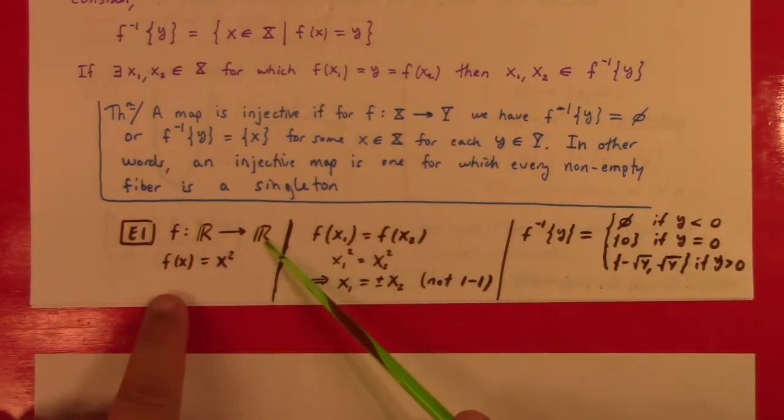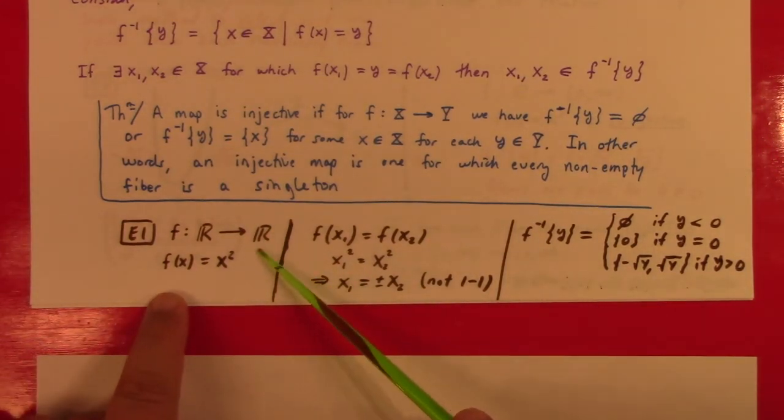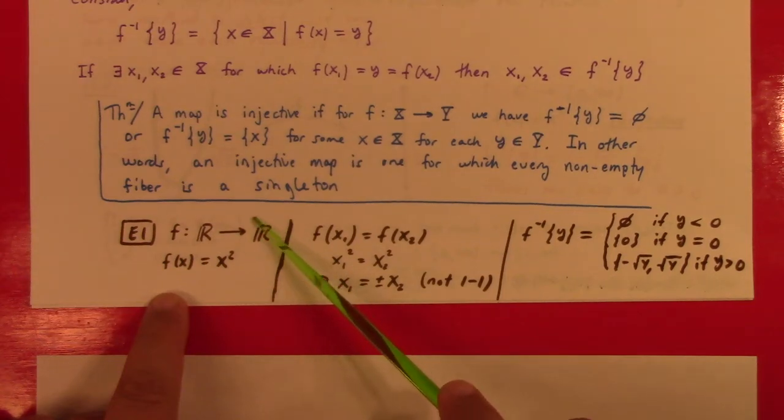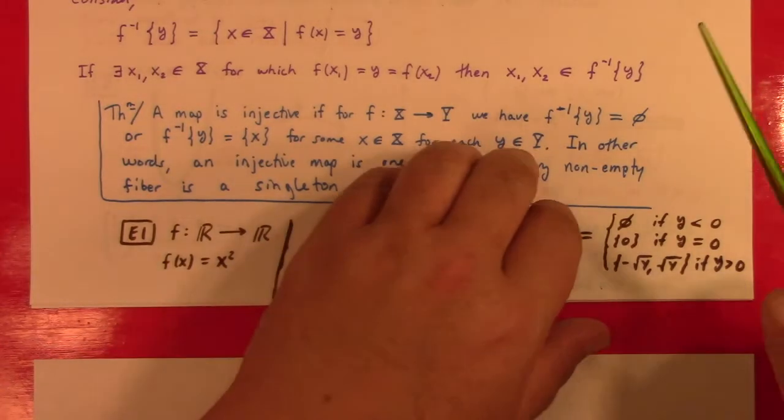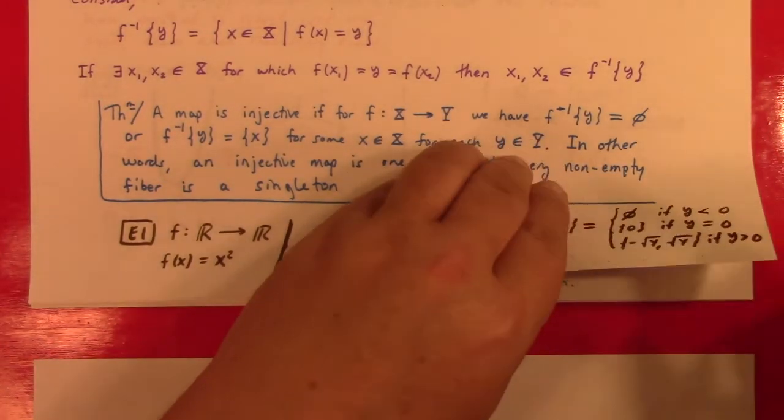This is not onto, right? Because it only maps to what? Non-negative real numbers. It doesn't ever map to a negative number. So this function is neither one-to-one nor onto. But it is, of course, a popular function to talk about in pre-calculus.